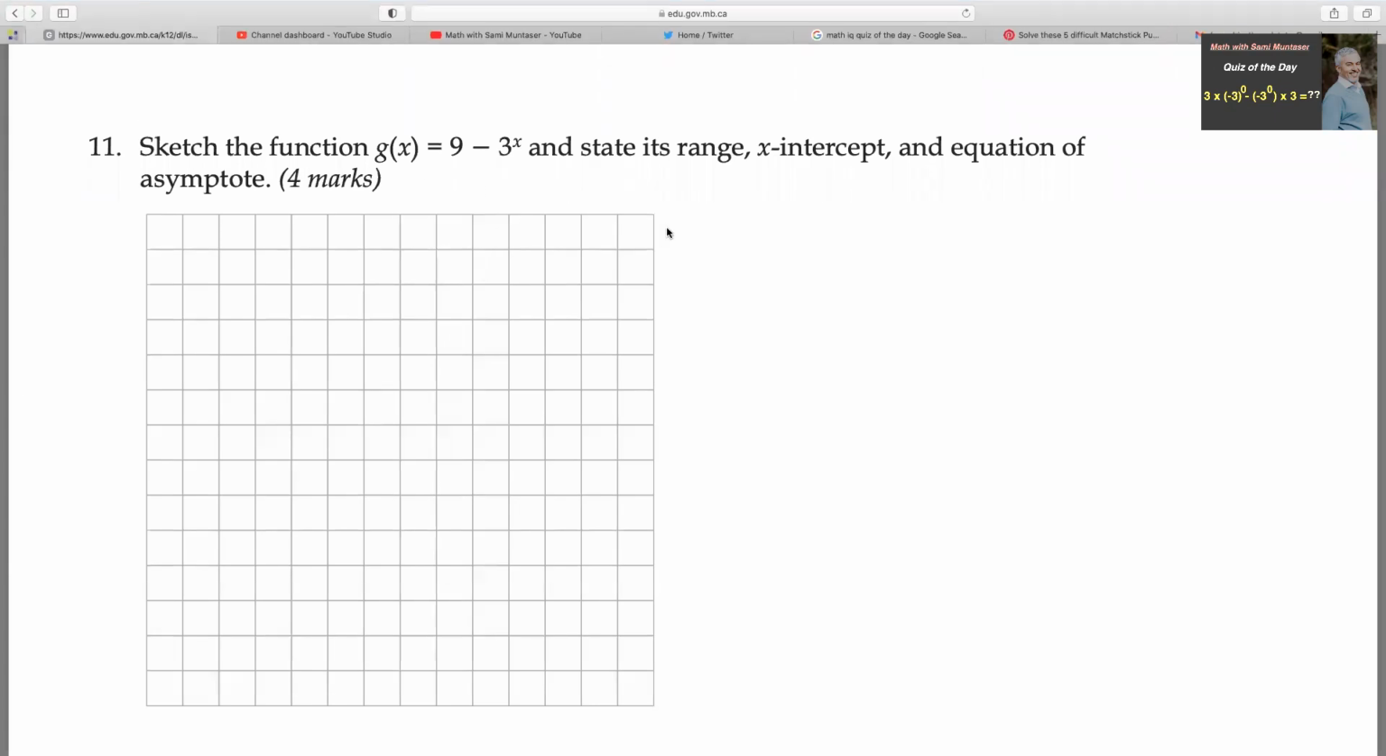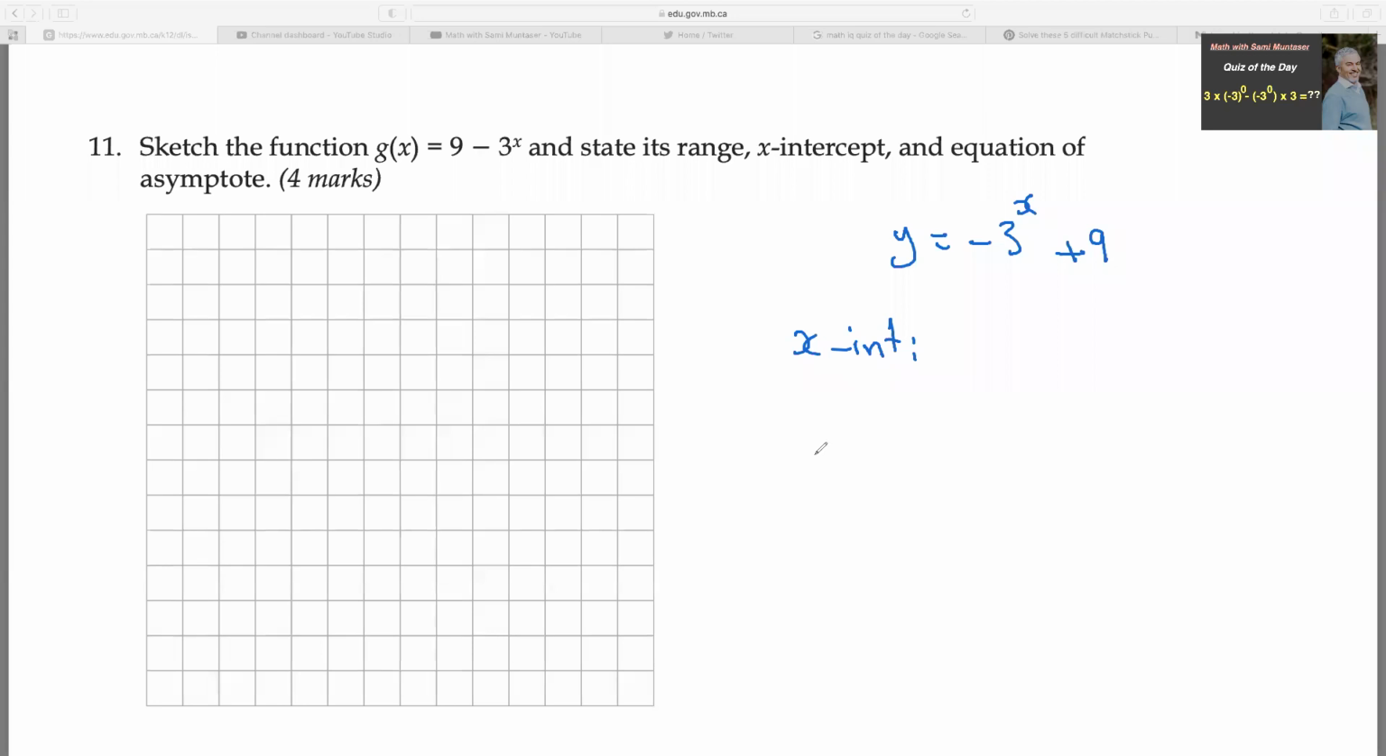Here is an exponential graph. If I want to write this a bit differently, I could write it as y equals negative 3 to the power of x plus 9. Maybe some students like seeing it that way. So they want me to state the x-intercept, the equation of the asymptote, and the range.